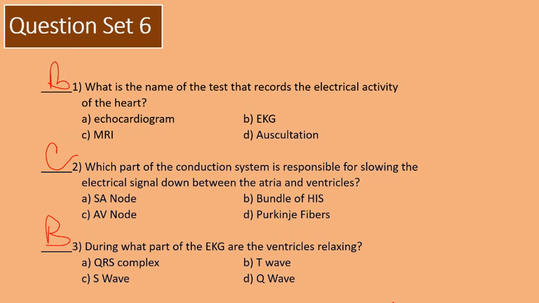Okay, so the name of the test is an EKG. I threw up some other words that we have not discussed really. Well, you should know what an MRI is, but just make sure you know the name of the test. It could be EKG, could be ECG. No, an echocardiogram is not the same as an electrocardiogram. Two different tests. Number 2, which part of the conduction system is responsible for slowing the electrical signal down between the atria and the ventricles? That's going to be the AV node, the gatekeeper. Number 3, what part of the EKG are the ventricles relaxing? And that would be the T wave. And that concludes this objective.